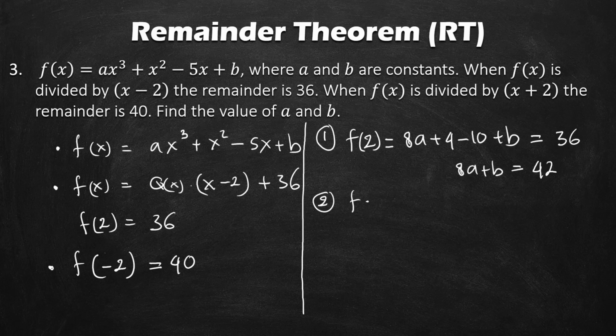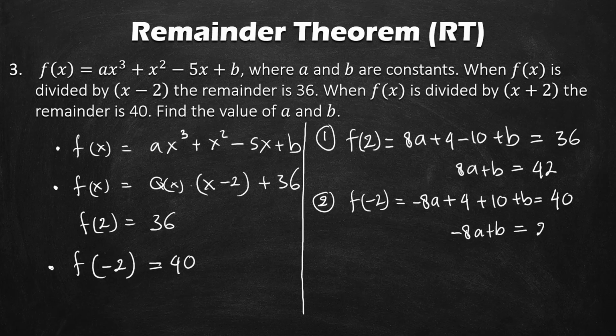Second one, same thing. Now I will use f(-2) and substitute this value of -2 into this function. So we will have -8a + 4 + 10 + b = 40. So -8a + b = 26. Now we can use elimination to solve the values of a and b.